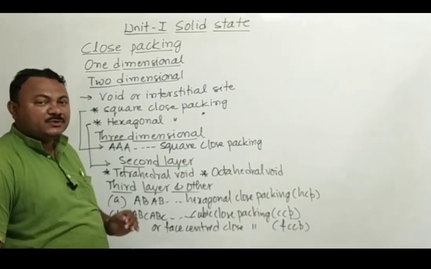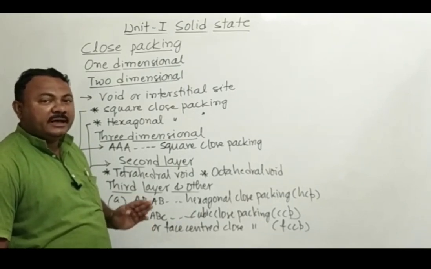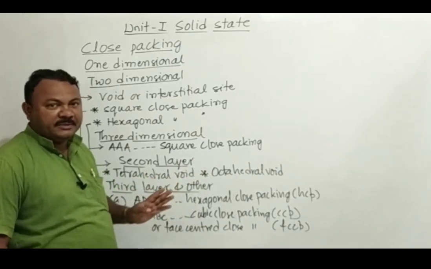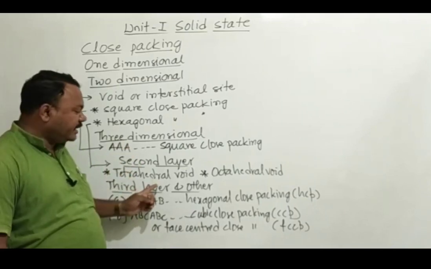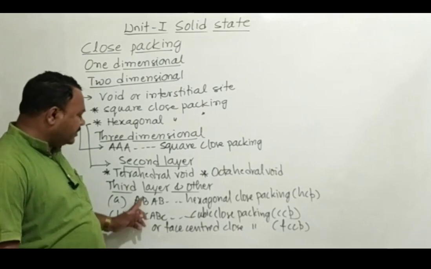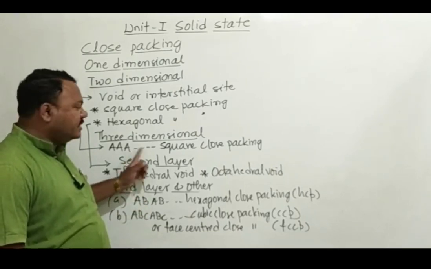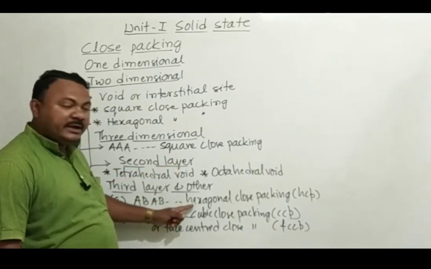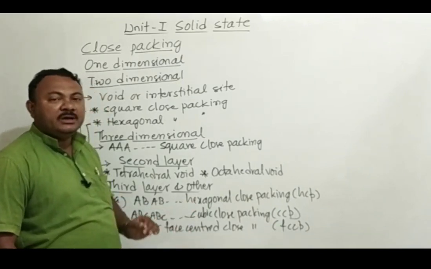What we have to remember in this: don't worry too much about one-dimensional, two-dimensional close packing. Concentrate on three-dimensional close packing. Remember the definition of tetrahedral void and octahedral void. A void surrounded by 4 atoms is called a tetrahedral void. A void surrounded by 6 atoms is called an octahedral void. And after that, A type of close packing in 3 dimensions is square close packing. AB type of close packing is called hexagonal close packing. ABC close packing is called cubic close packing.